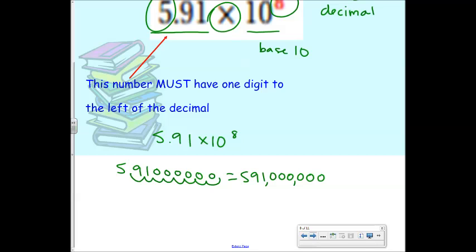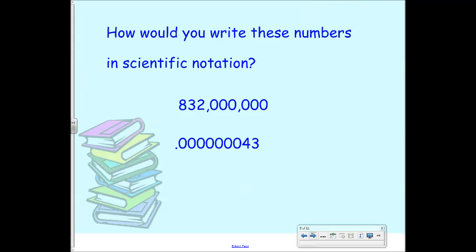All right. So scientific notation will always be in this format. If it's not in this format, it's not correct. So you always need one number to the left of your decimal point. Okay, so how could I write these two in scientific notation?